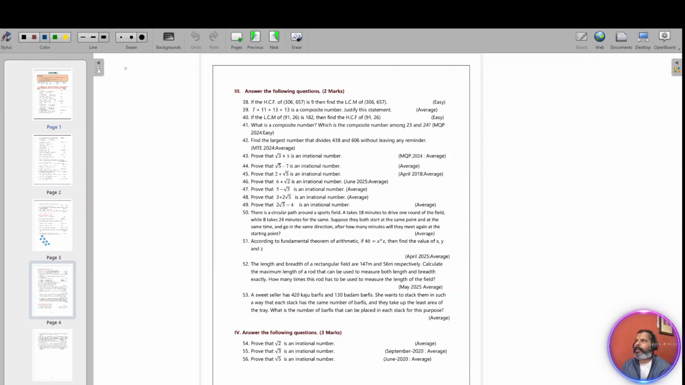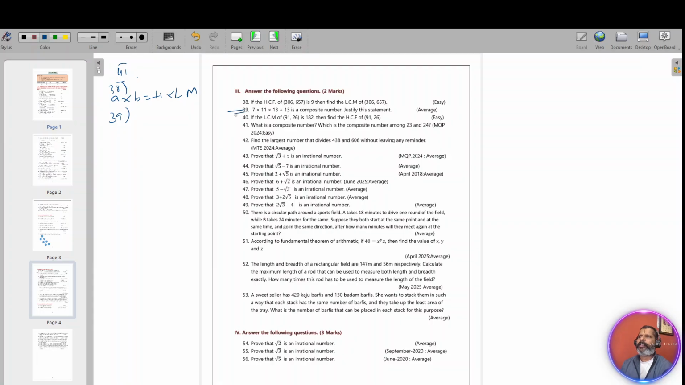See, third one: if the HCF of these two numbers is 9, find LCM of these two numbers. You know already the product of the numbers is HCF into LCM, you can solve that. So 306 and 657 are A and B, HCF is 9 and LCM you have to find. I'm not going to solve this. It's a straight question. Okay, let's see this one.